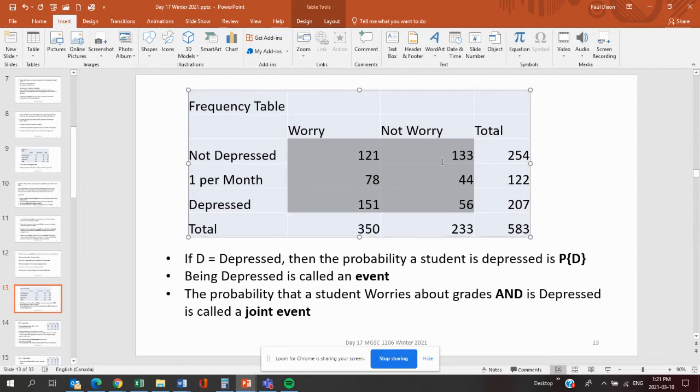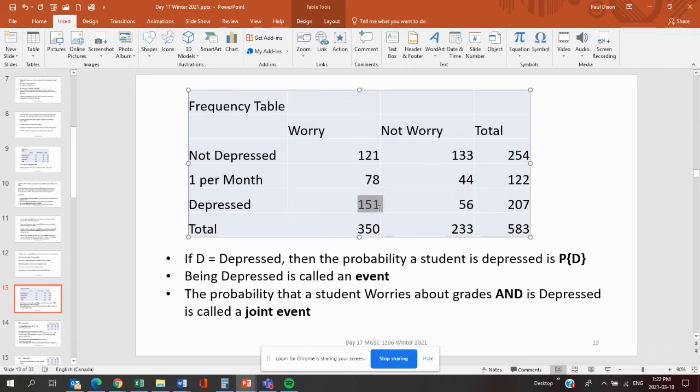So if I close my eyes and I go in and I grab one individual at random, what's the chance that the person I grab is someone that's depressed? That's the probability I'm looking at. Now, if I was to ask, what's the probability that the student worries about grades and is depressed? That's this group of 151 here.